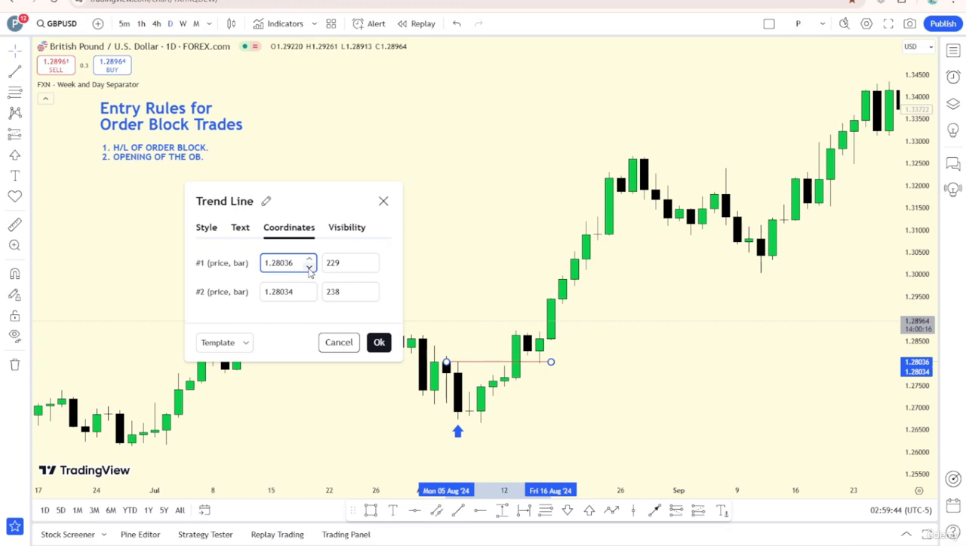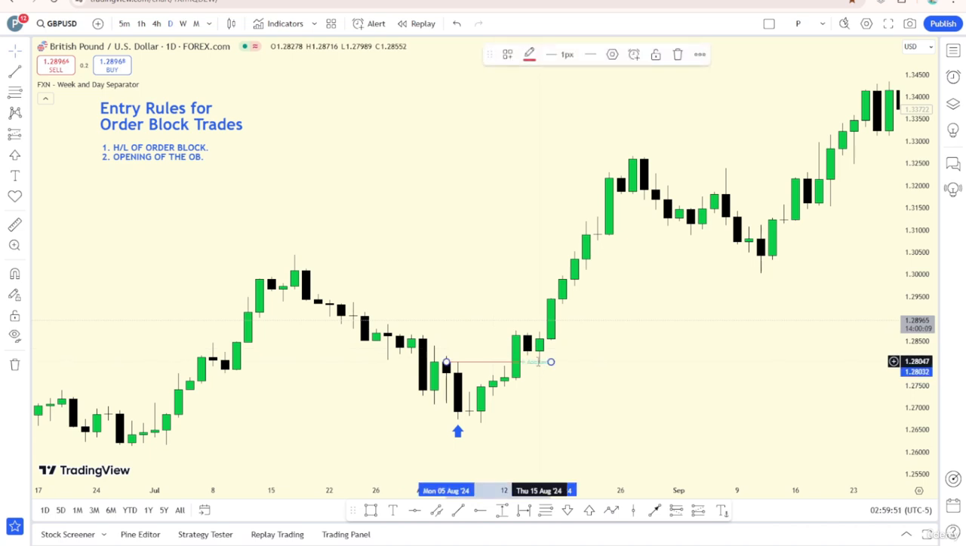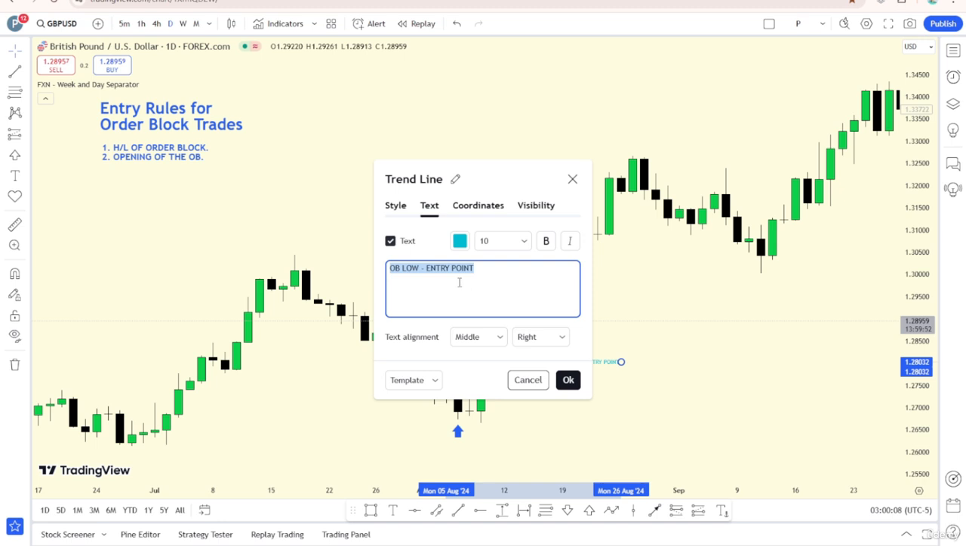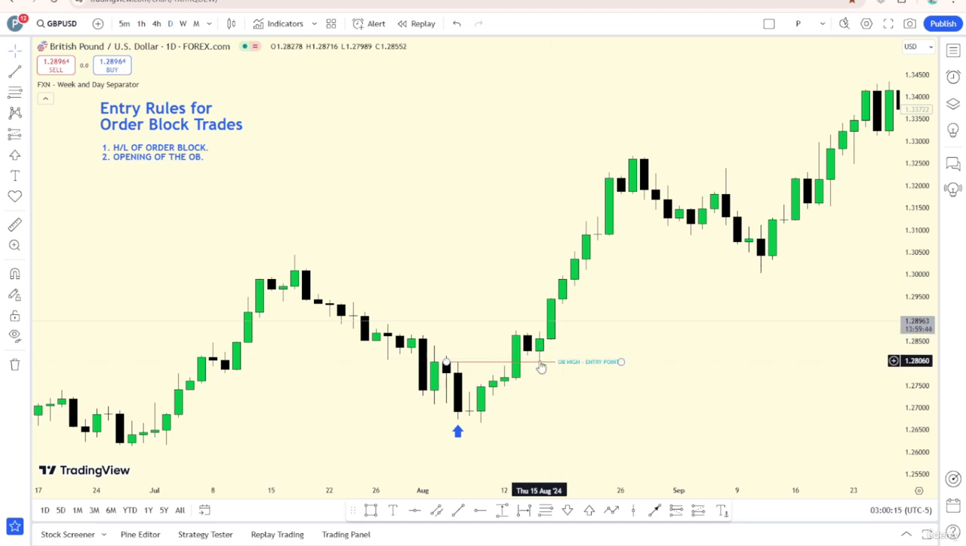So 1.28032 is the high of the candle, and this is the order block high entry point. You can see that in this example we just hit the high. Sorry, this is the order block high, which is the high of that candle. You can see we hit that high to the point and then the market reversed.